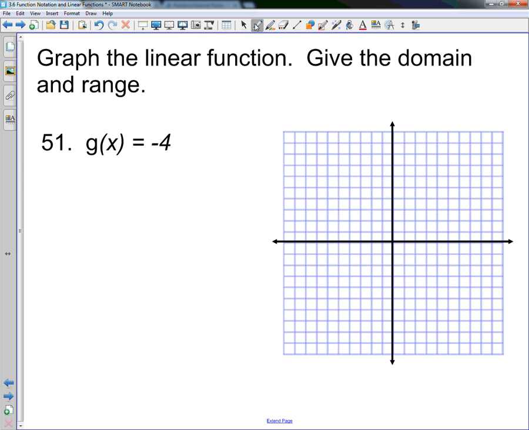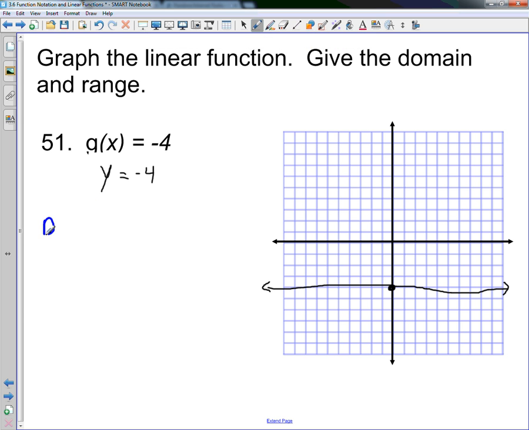So the first thing we're going to do is graph this one. Remember, this is the same as y equals -4. We're missing our x term. So this tells us that we have a horizontal line. So 1, 2, 3, -4. And this is going to be a horizontal line at -4. So that's the graph y equals -4, or g of x equals -4.